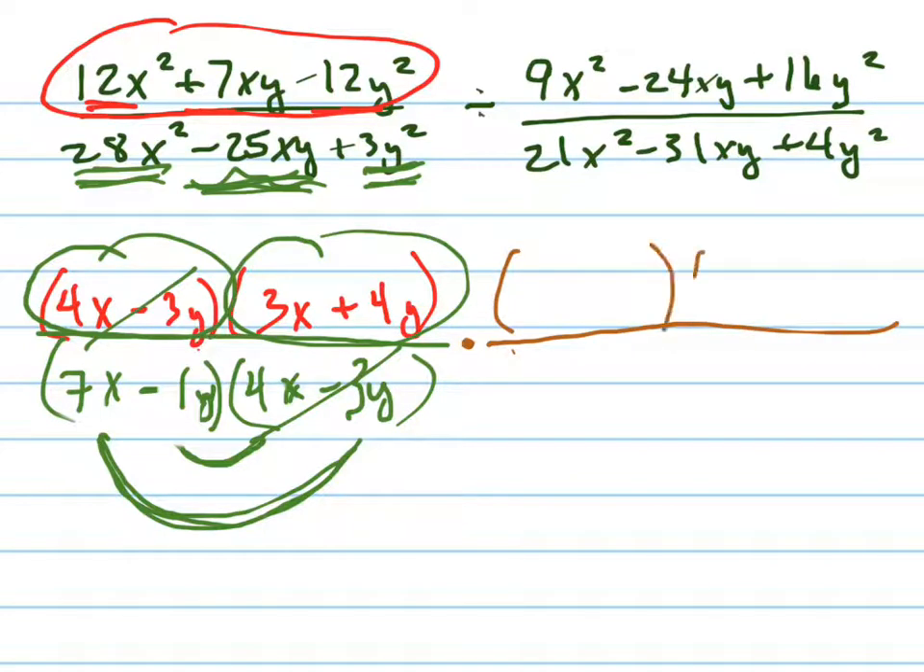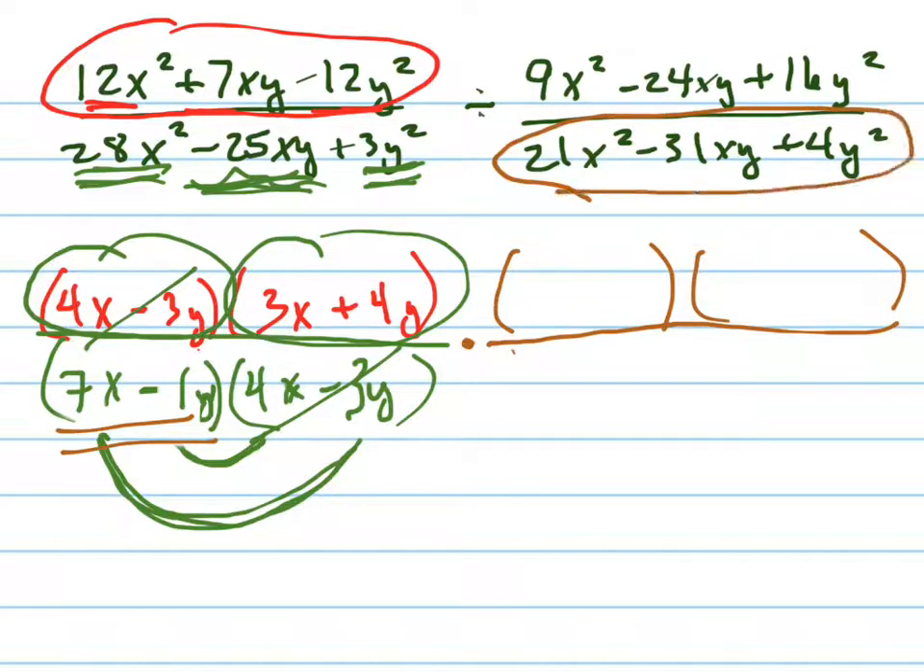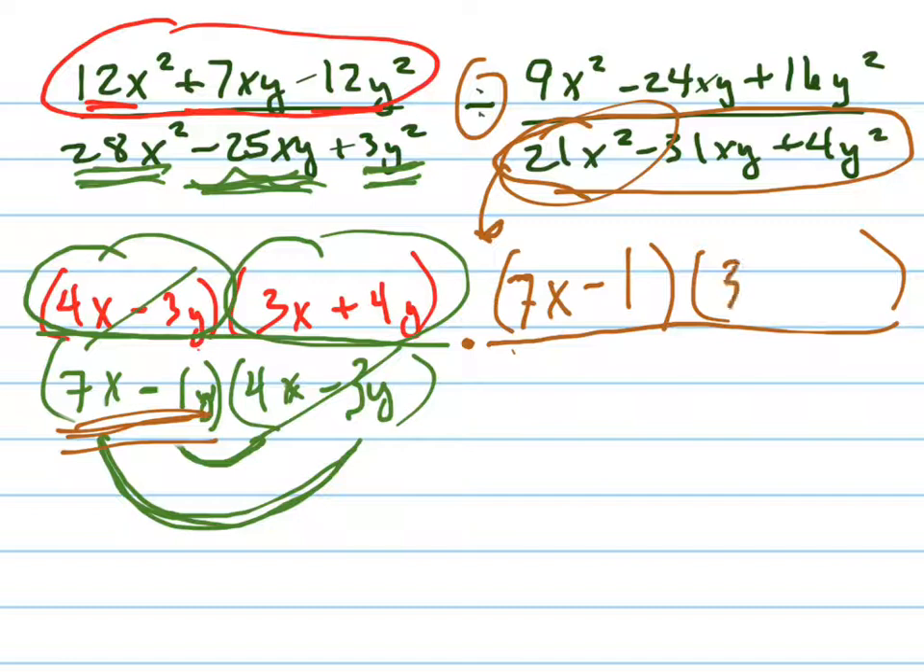This is going to break into, let's see if I can get somehow 7. Remember, this one right here is going to be on the top because of the division, right? So that's the one that's going up here. And let's just go ahead and take a guess that it's going to be 7x minus 1, because that way it'll cancel with that, right? If that's 7, this has to be 3x.